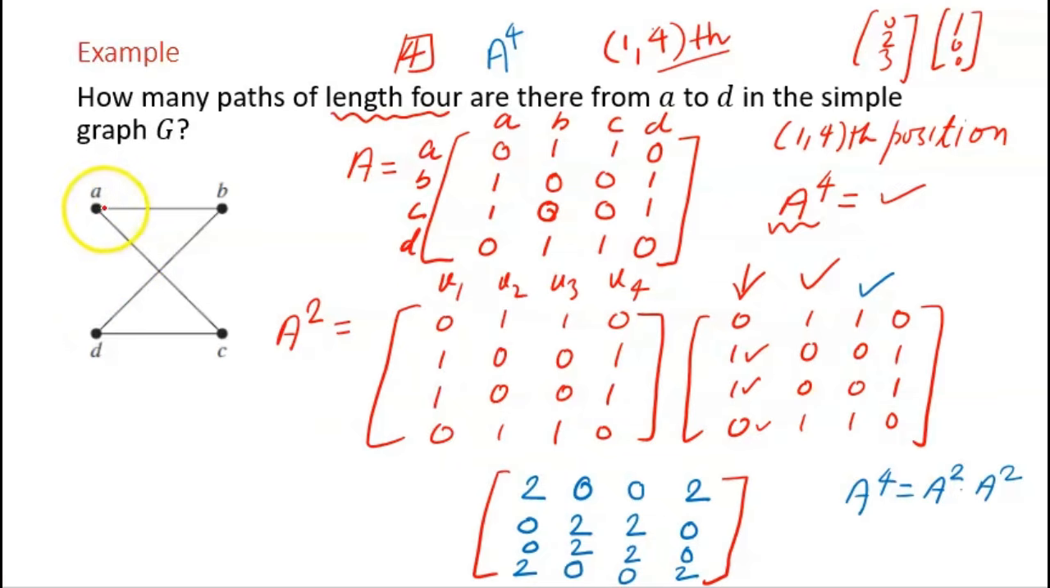So suppose I move from A to B, and then B to A back, and then A to B, and then to D.